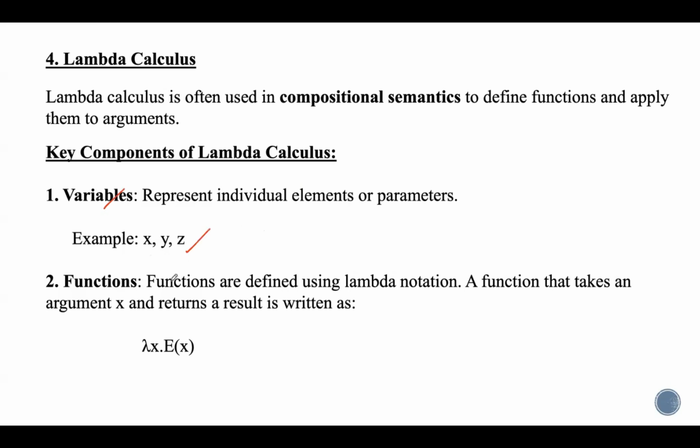Then functions. These functions are derived using the lambda notation, and usually a function takes an argument, so that we all know. So, functions take an argument and return a result. That can be written like this: lambda x dot e of x. So here lambda x introduces a function that takes an argument x, and this e of x is an expression that describes how x is transformed by the function.